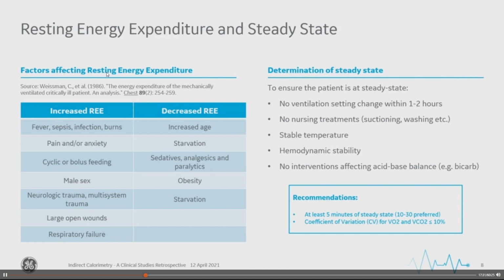I'll just summarize with regards to the blue box. At a minimum, ensure that there's at least 5 minutes of steady state. Ideally, 10, 20, 30 minutes, and local institutions have embraced different practice patterns, but typically the literature is focused somewhere around the 10 to 20 minutes to ensure that steady state, and then you look at your calorimetry outputs for VO2 and VCO2 and ensure that coefficient of variation is small, less than 10%. Getting it closer to 5% is ideal. However, it's much more difficult, realizing that these patients are dynamic. So there's always an understanding that there's going to be some level of change that occurs minute by minute.